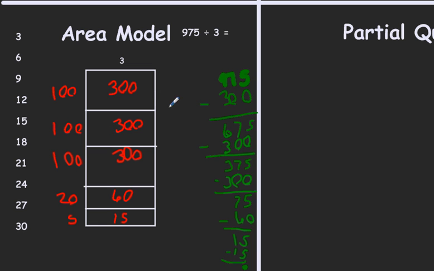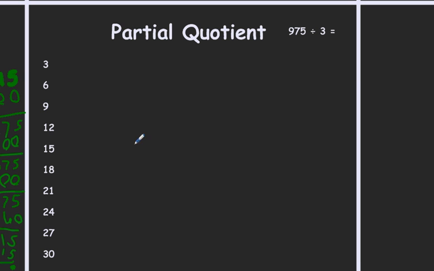Yay! And so now I know that I have to add all my partial quotients over here, which gives me, let's see, 5 plus all these zeros is 5. 2 plus all these zeros is 2. And then 300. So that is solving it with the area model. So let's move on to partial quotients.